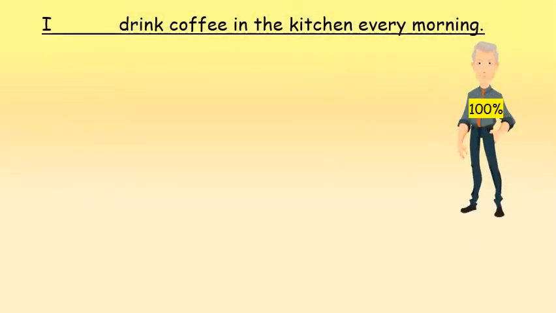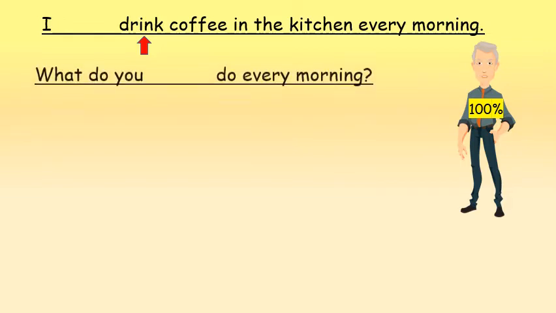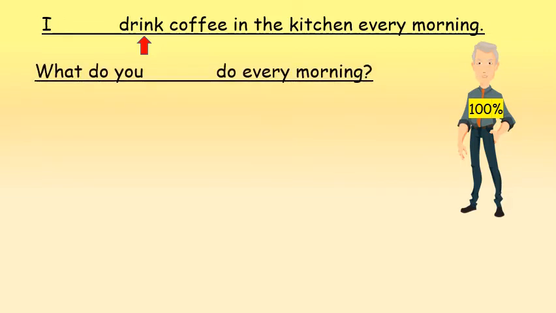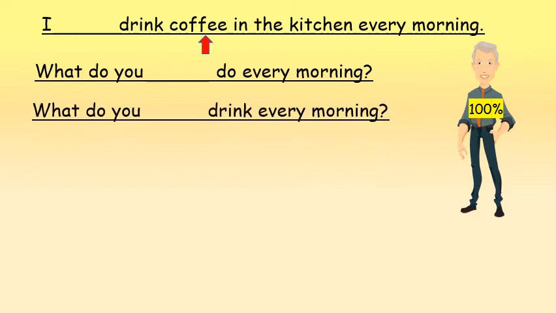Here is a sentence in present tense. I drink coffee in the kitchen every morning. The arrow points to an answer. What's the question? What do you do every morning? The answer, coffee. What's the question? What do you drink every morning?